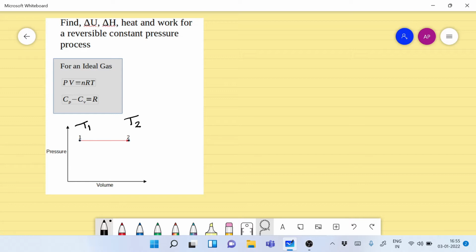Now, as we can see here that the volume changes. The volume has increased. Pressure is constant, the volume has increased. So therefore, it's an expansion process. We can do the reverse of this also. We can compress the gas. Then it will go from 2 to 1. The process will go from point number 2 to point number 1.